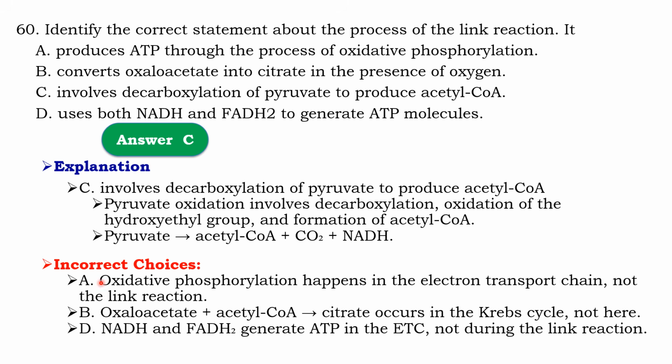And also looking at the incorrect choices, option A: oxidative phosphorylation happens in the electron transport chain, not in the link reaction. Option B: oxaloacetate plus acetyl coenzyme A forming citrate occurs in the Krebs cycle, not in the link reaction. Option D: NADH and FADH2 generate ATP in the electron transport chain, not in the link reaction. So the answer should be C.